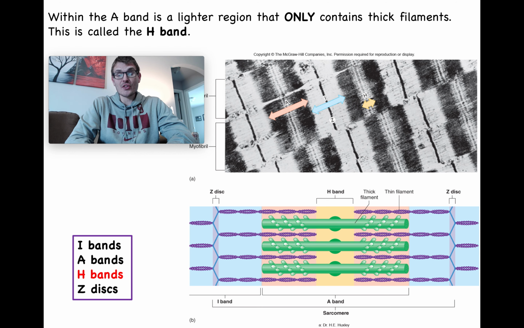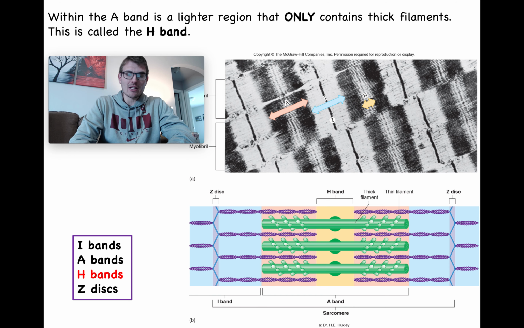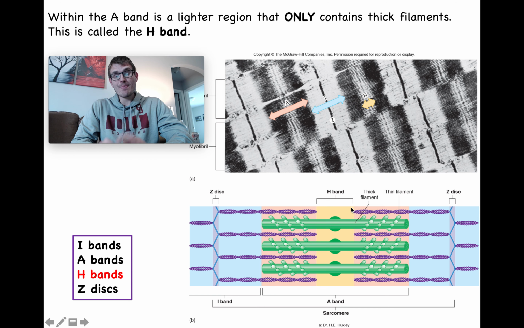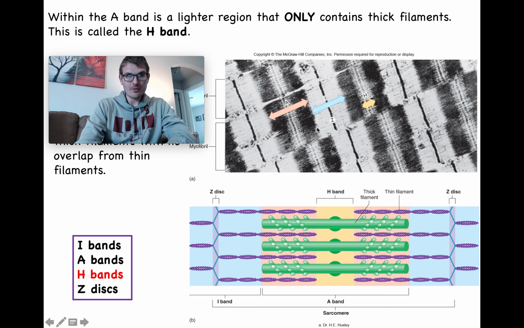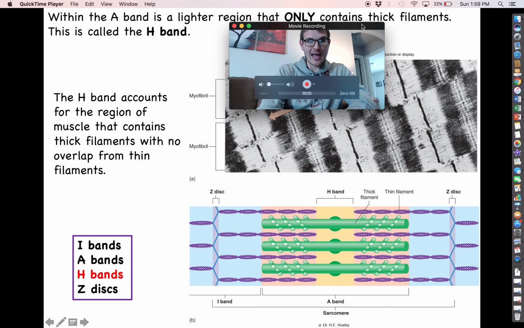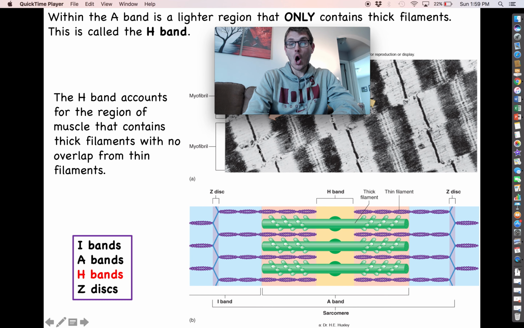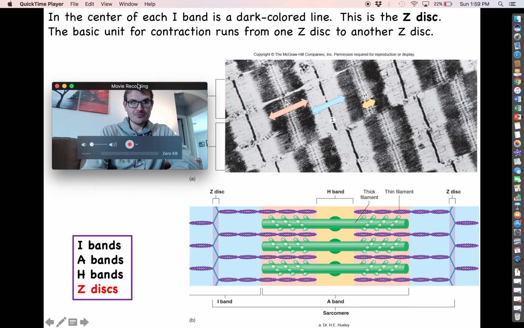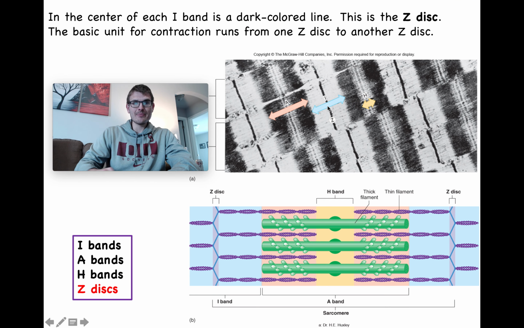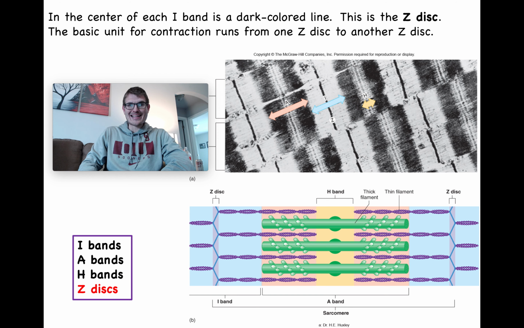Now, if you're interested in the region that only contains the thick filament, that is the H-band that you see right here. So the H-band, by definition, will only contain thick filaments, so no thin filaments are there. The H-band accounts for the region that has only thick filaments and no overlap from the thin. And then, as I already said, in the center of each I-band is that Z disc.